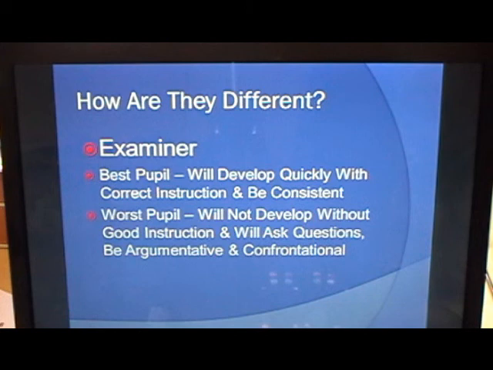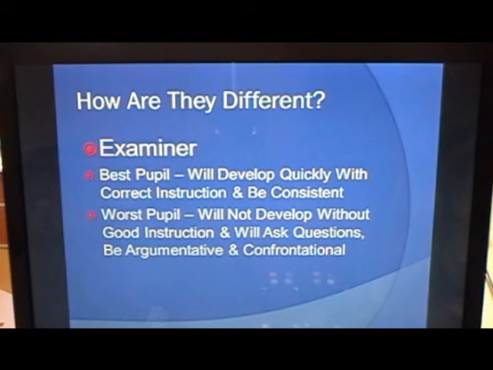They'll also be your worst pupil, and this means that they won't develop unless you give good instructions. They'll ask questions to test your knowledge, and they'll be argumentative sometimes and confrontational, which most pupils wouldn't tend to do. You do get one or two, but most pupils just follow what you tell them and take it as gospel, whereas an examiner is going to question all of that. So at the same time, they're going to be your best pupil and your worst pupil. That's an advantage really, because if you're giving correct instructions, you'll find it's a lot easier to teach them, because they are more consistent. Consistency is the key to it really.